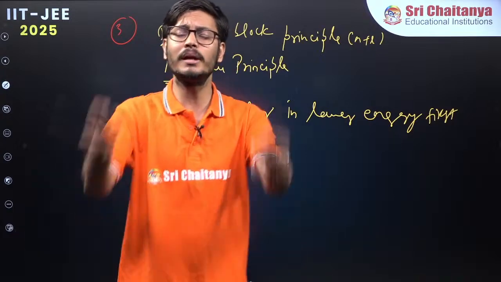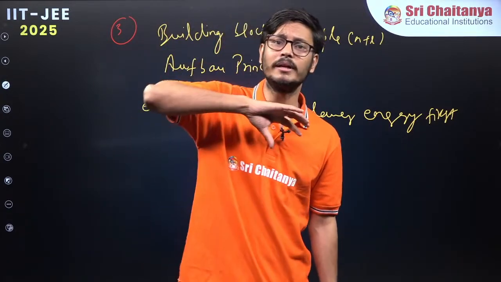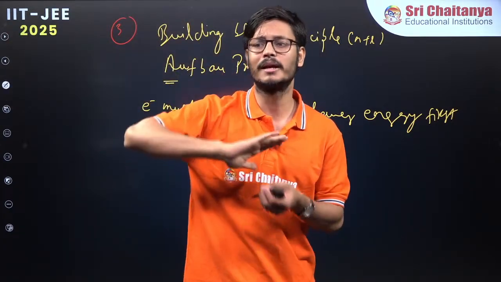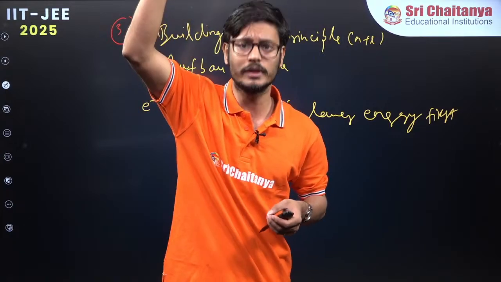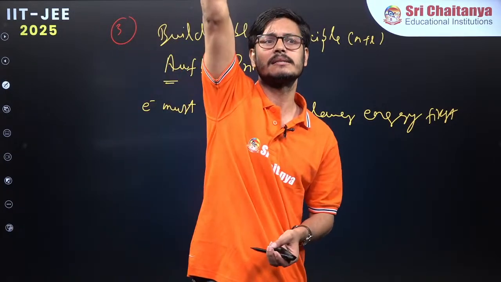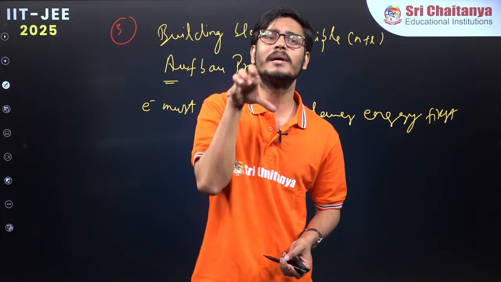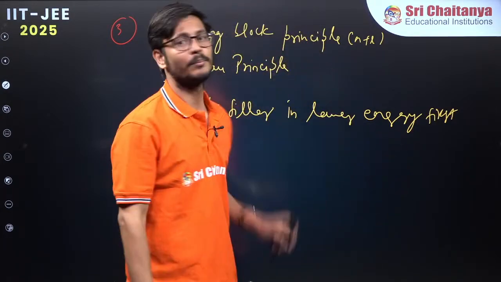How do we build a building with blocks? कैसे block रखोगे? Are we directly going to form the third floor? Obviously not. We are going to form the ground floor, then first floor, then second floor, then third floor, then fourth floor, isn't it? Potential energy increases. So we always start with the ground state. You always start with the minimum energy and then you keep on increasing the energy. This is the meaning of building block principle.